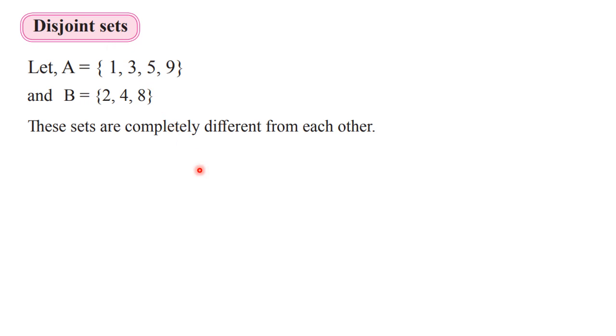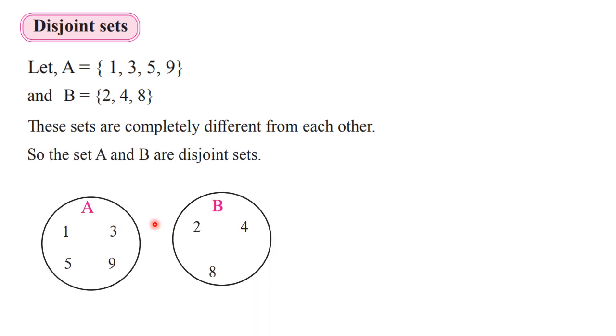If we want to represent them by using the Venn diagram, then we have to draw two separate circles, or you can draw oval shape. Why? Because nothing is common, so we cannot join them. Like in the previous case, A and B were intersecting circles. But here, these two sets are totally different from each other. That is why we have to draw different circles.